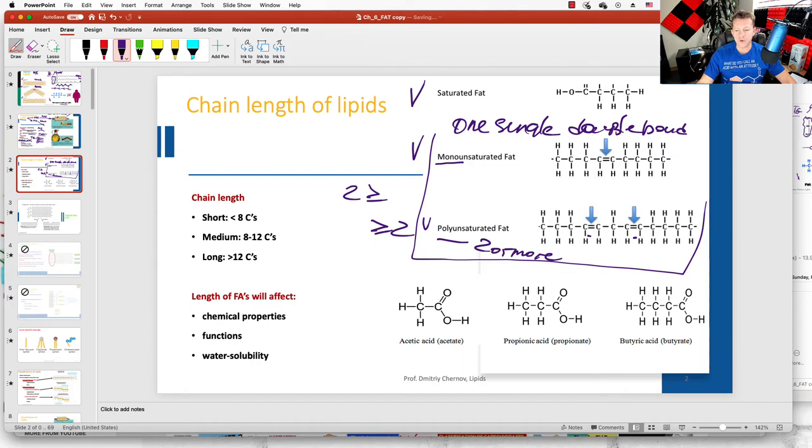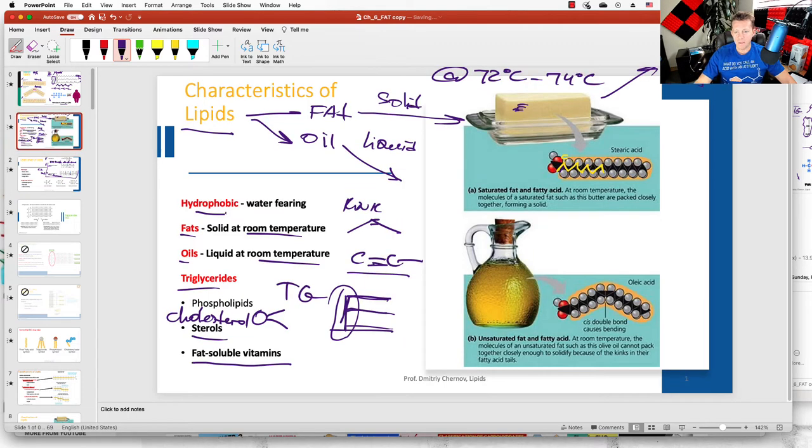So they are unsaturated, and that's what gives them different chemical properties, and that's what will give them a state of matter. And by the state of matter, I mean at room temperature, one will be solid and another would be liquid. So if there are single bonds, which is a saturated fatty acid, because all the carbons are saturated and there are no double bonds, that will give the property of being solidified at room temperature.